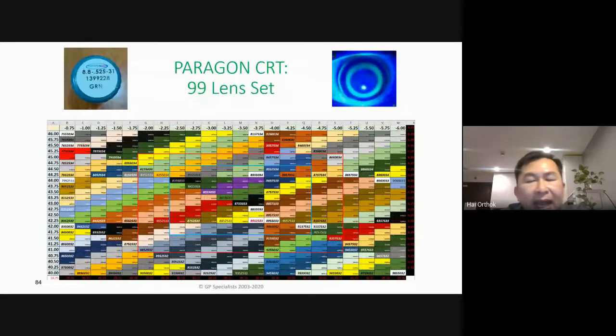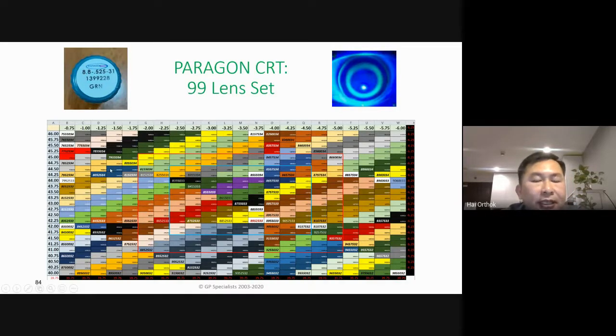Because of that, selecting a Paragon CRT lens is similar to the way we select the lens on the IC. So we give you the lens chart right here. You have the diopter across, and we have the K1 vertically. So from K1 and from the diopter, you can select the lens just like the IC lens. It looks very easy.